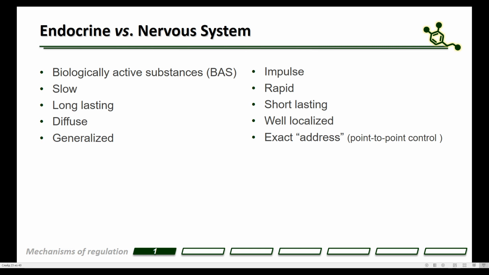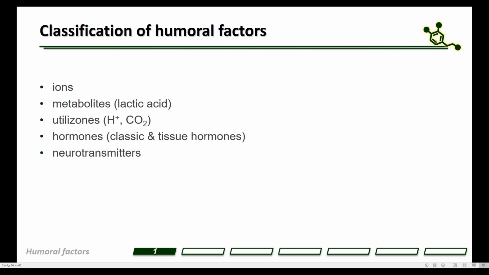So the first question which we have, it's about mechanisms of regulation. Remember, we have two. One is humoral and one is neural. To refresh the differences, humoral regulation happens through biologically active substances, while nervous through impulses. Humoral is rather slow and long-lasting, while neural is fast and short-lasting. Here you have a diffuse, generalized response, while the neural control is very well localized and it has an exact address, because it's how the innervation of organs happens.